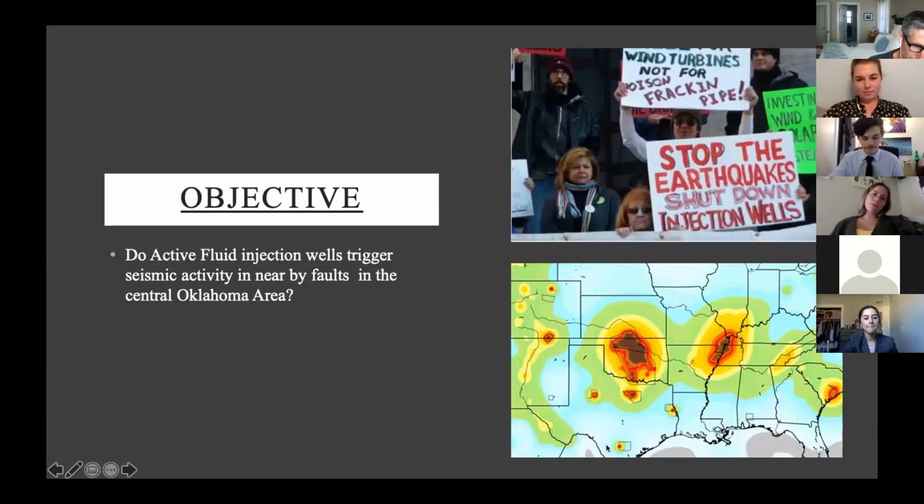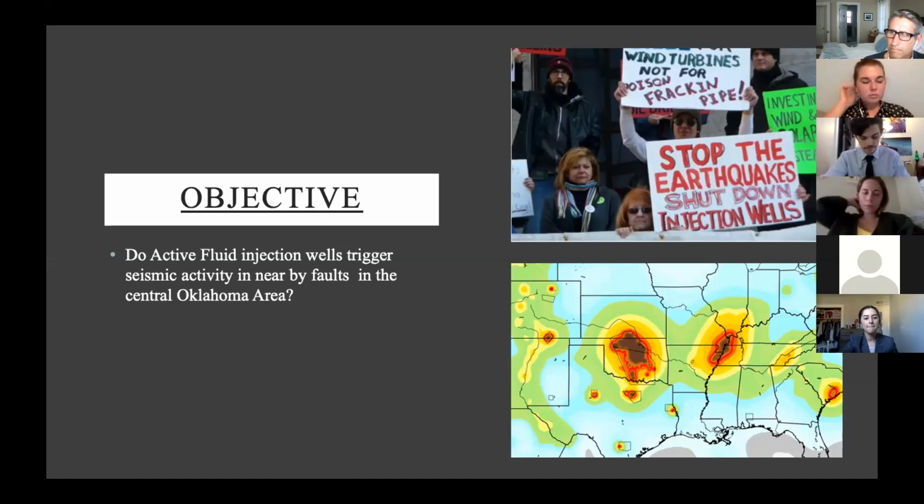Well, in this paper, to give some background, we usually expect earthquakes to be in subduction zones or deep underwater near mid-oceanic ridges, but sometimes rare events happen and we get earthquakes in the middle of a continental plate, like in the center of the United States in Oklahoma. So the objective of this study is asking, do fluid injection wells trigger seismic activity in or near faults in central Oklahoma?